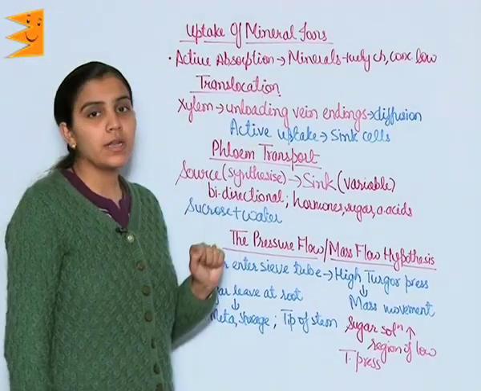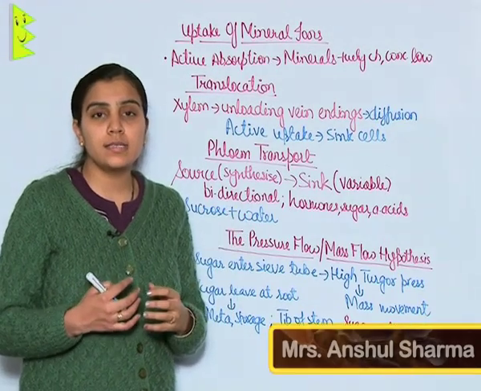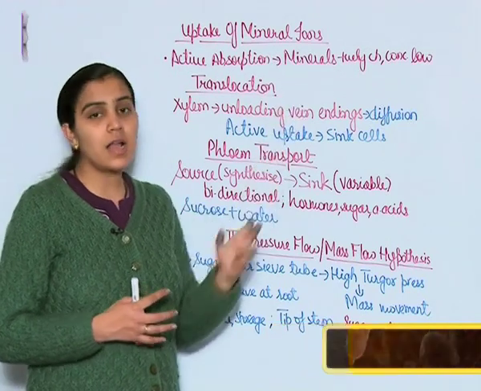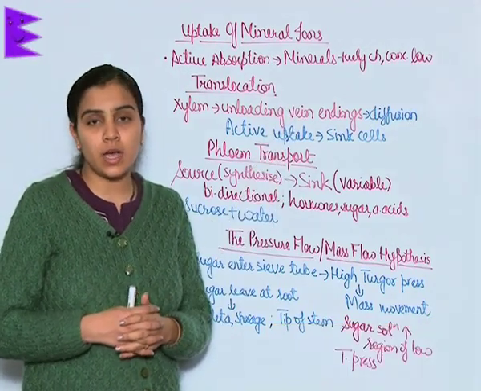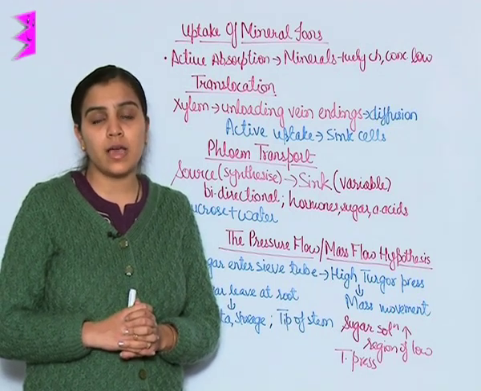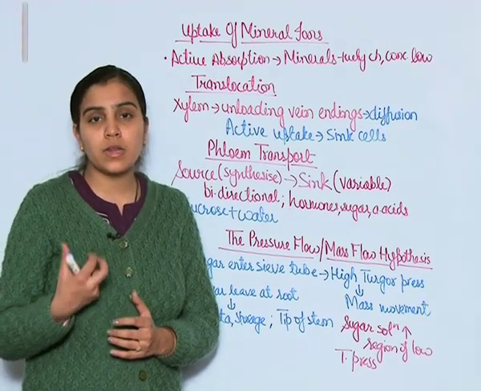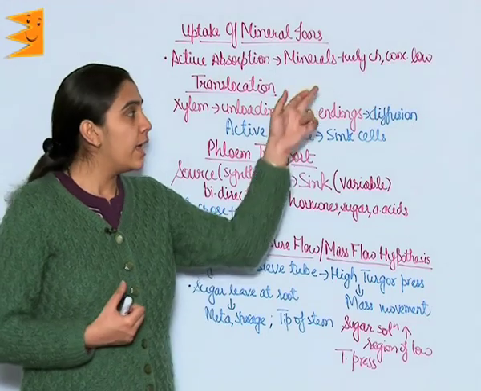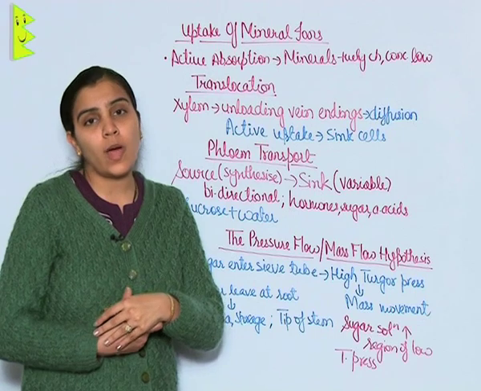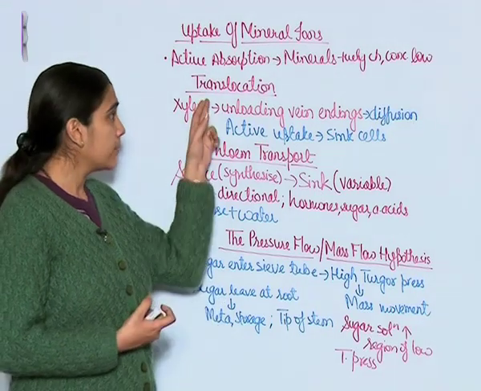Uptake of mineral ions. This uptake of mineral ions is not necessarily through diffusion because the mineral ion can be positively charged, and the other reason could be the concentration of these mineral ions may be low in soil as compared to the concentration of these ions in the roots. Hence, they require active absorption, that is, they require energy in the form of ATP to be absorbed.